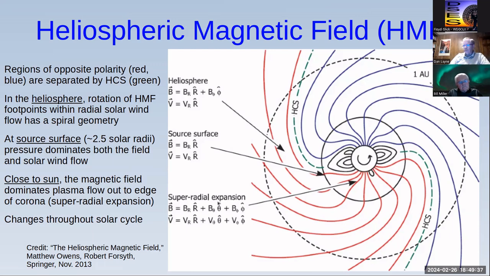And it's called superradial expansion. It's also just called non-radial expansion. So out here in the heliosphere, it's a radial expansion. Inside, it is not. It's different. It's more complex with more vector components. And it changes all the time. It changes throughout the solar cycle. It's not static. And we know that just like Earth's magnetic field flips, so does the sun's magnetic field flip. So that's kind of an overview of the heliospheric magnetic field.